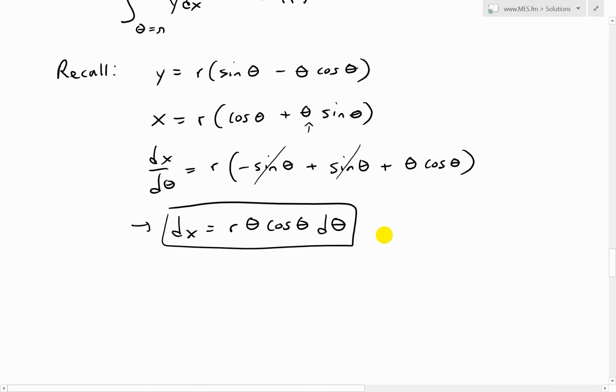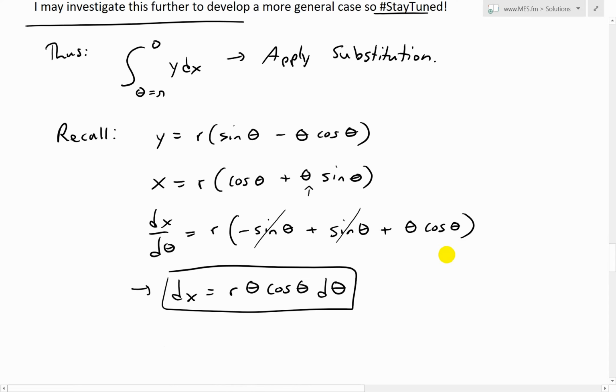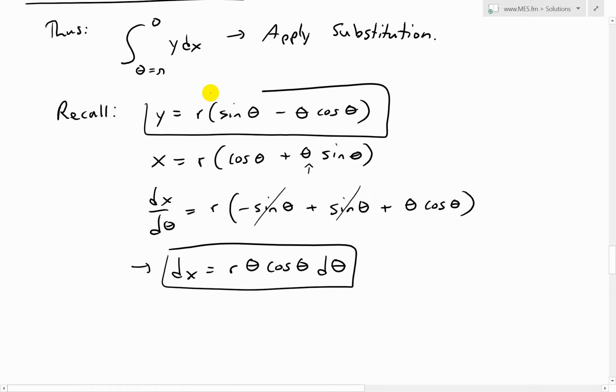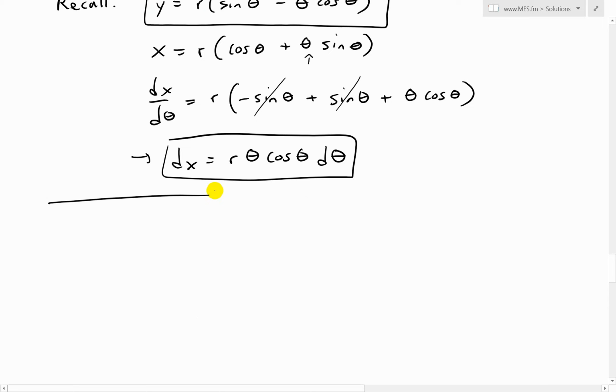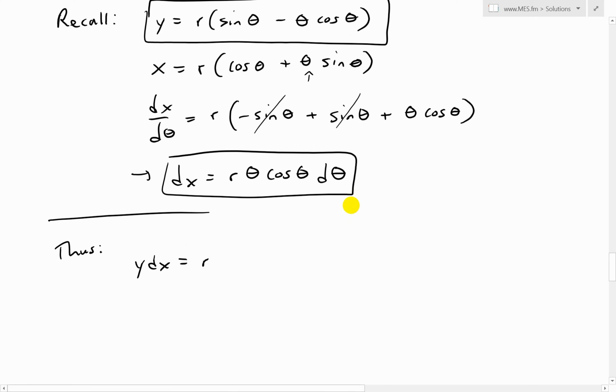So plug that in, or before plugging it in, what I'm going to do is, I'll circle this part, these are the ones we need. I'm just going to write y and dx and try to simplify it. So thus we have y dx equals r sine theta minus theta cosine theta, and then this part right here, which is r theta cosine theta d theta.